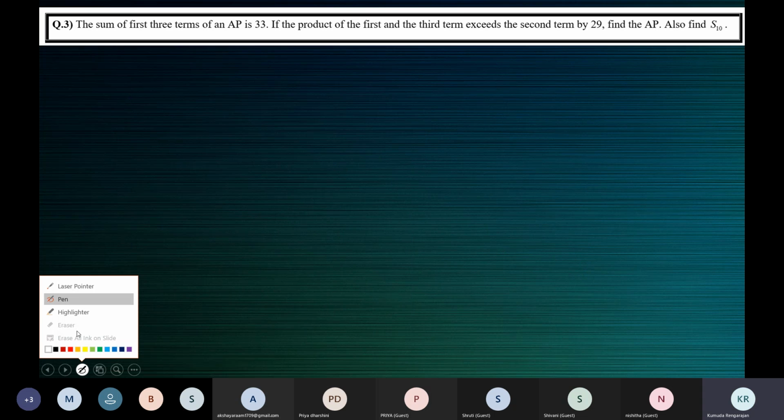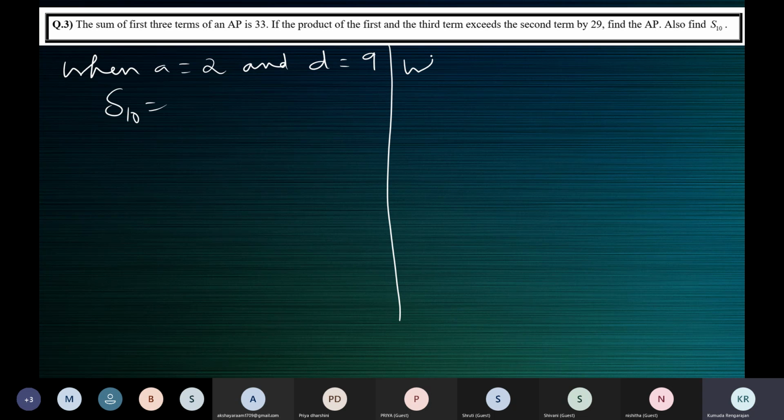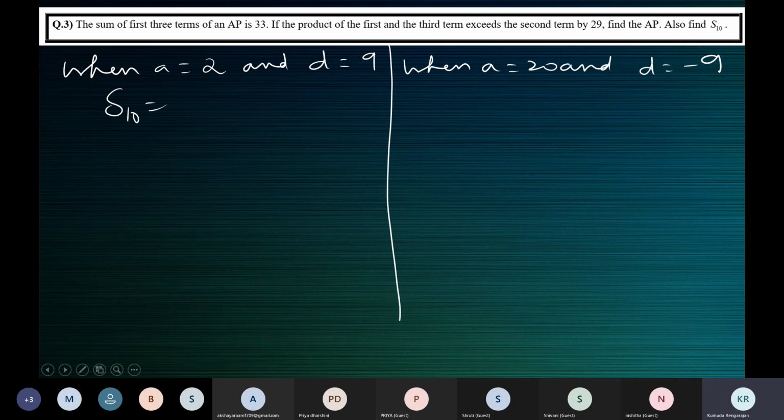So now we have to find S10 when A is 2 and D is 9. Then the other one is when A is 20 and D is minus 9. S10 is equal to minus 205. Okay, let's check now.